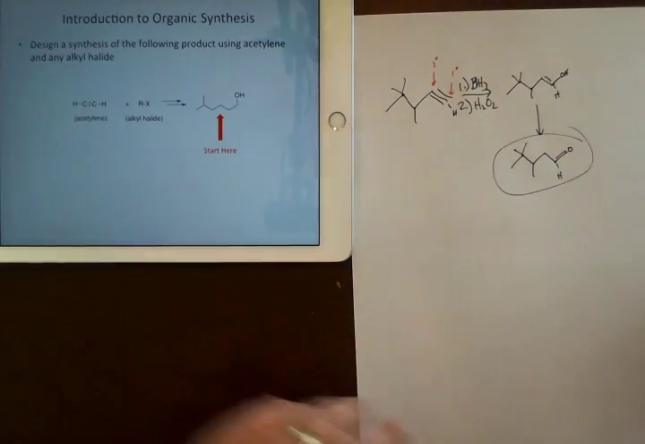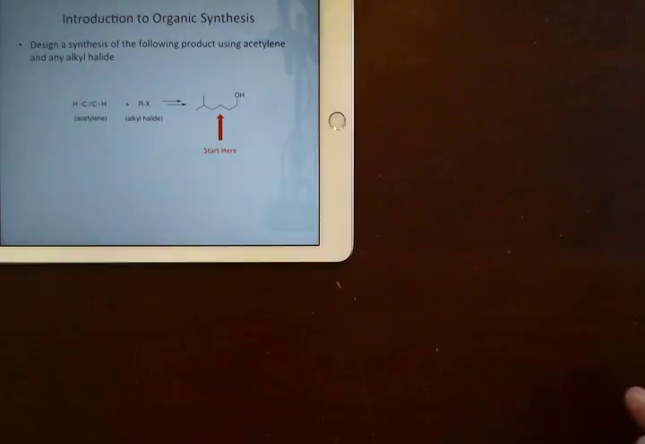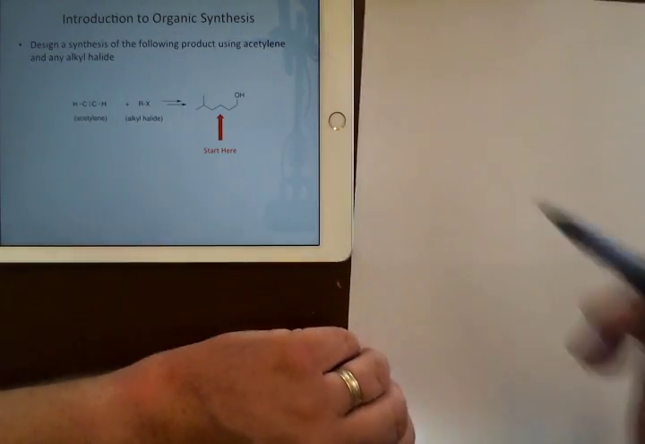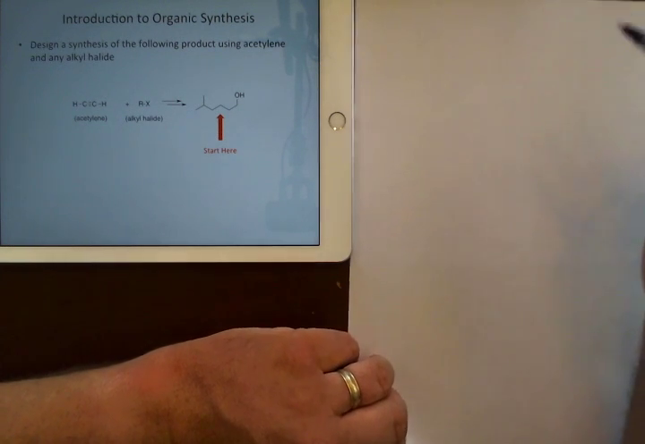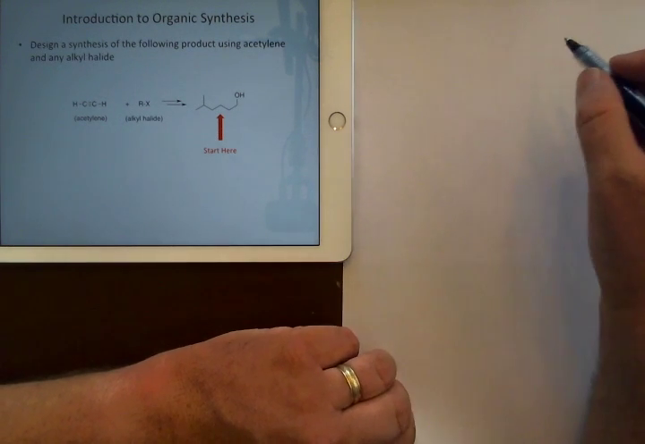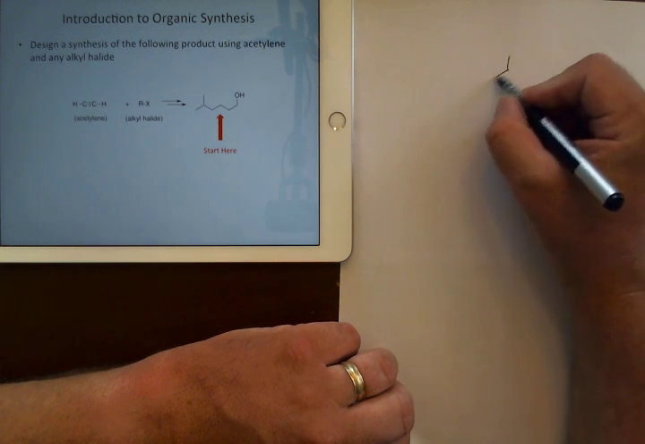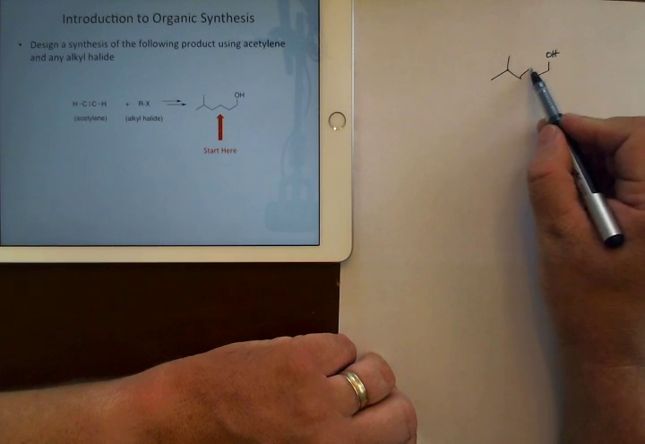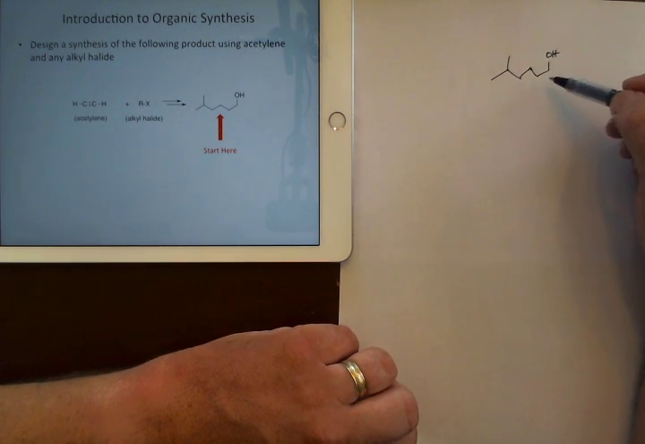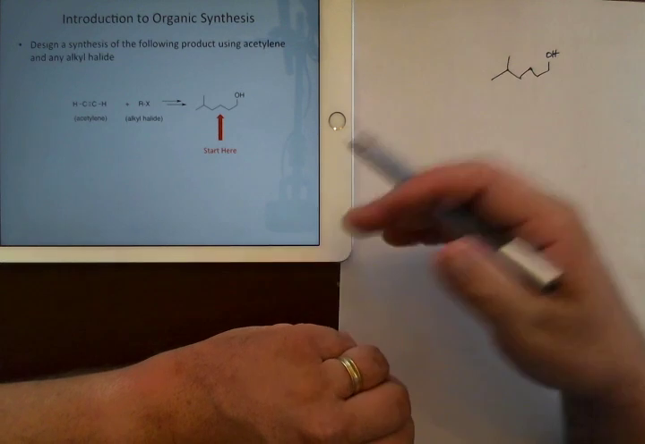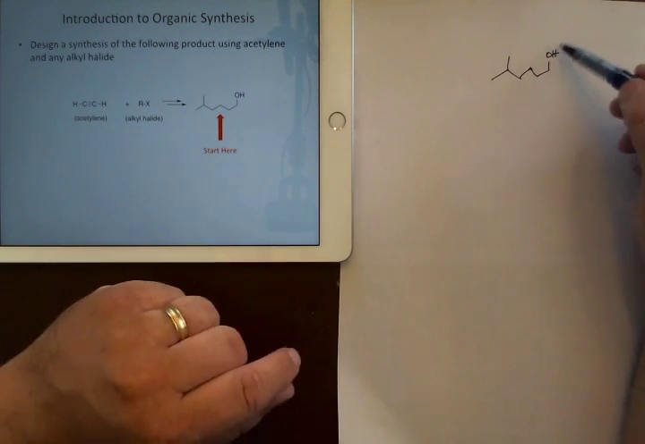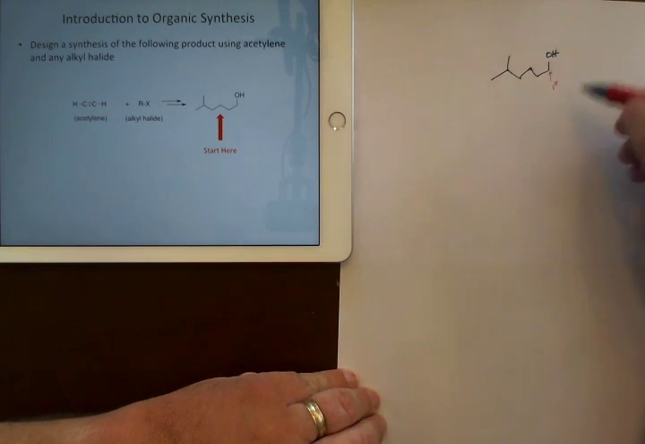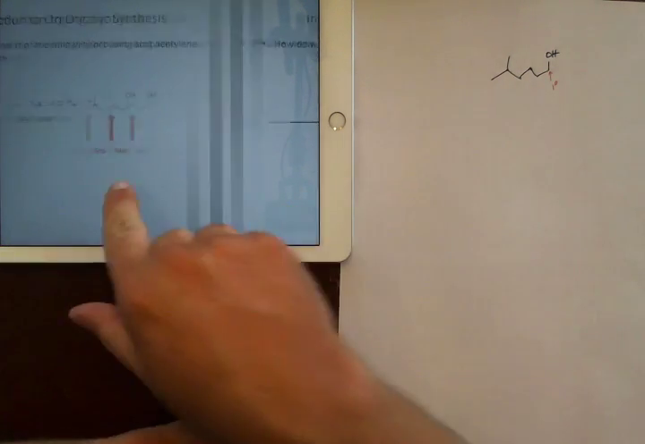Okay, so introduction to organic synthesis. We sort of talked about this in the last chapter with the alkynes, but we're going to add a little twist to it. But again, if we need to synthesize this OH, we're going to need to say, okay, how are we going to put this together? Usually what you're going to need to do is work backwards, and we're going to start with the functional group. So how do we put an OH on here, and particularly one on a primary carbon?